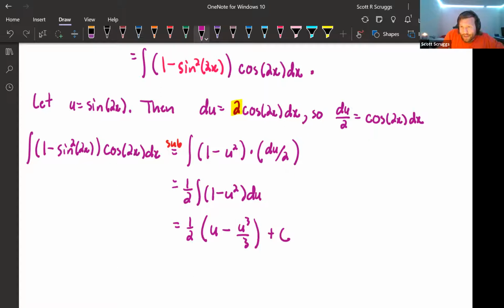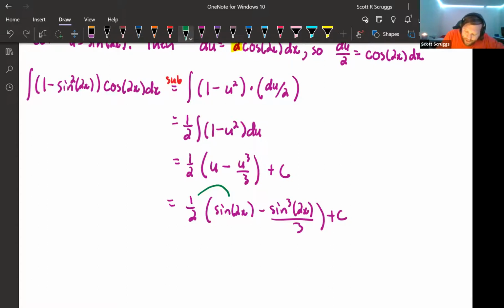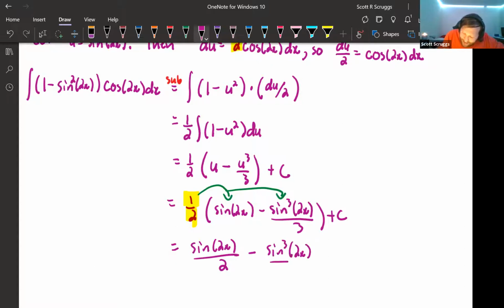Recall what I called u to begin with, which is sine of 2x. And then now I distribute back the 1/2 to each of them, giving me at the very end, for that second integral I had to work hard on, sine of 2x over 2 minus sine cubed of 2x over 6 plus c.